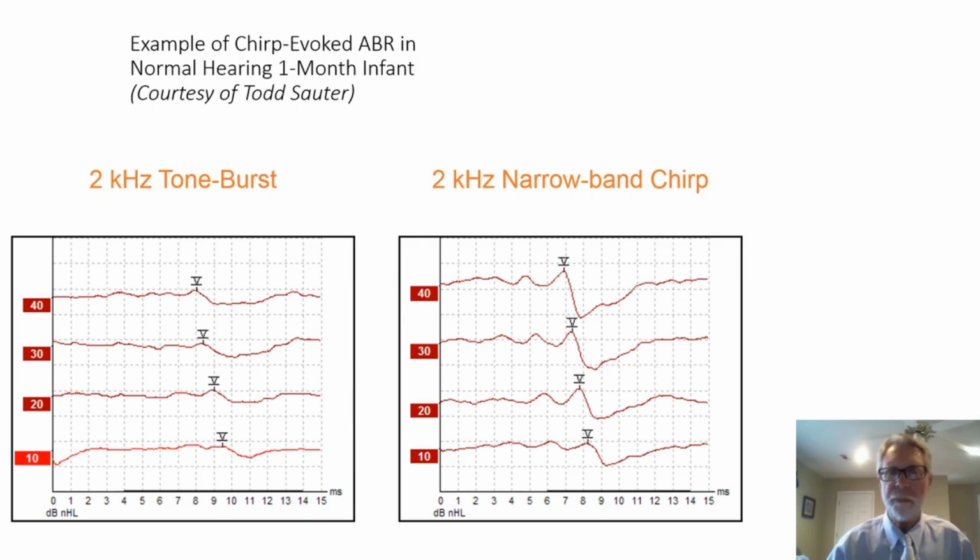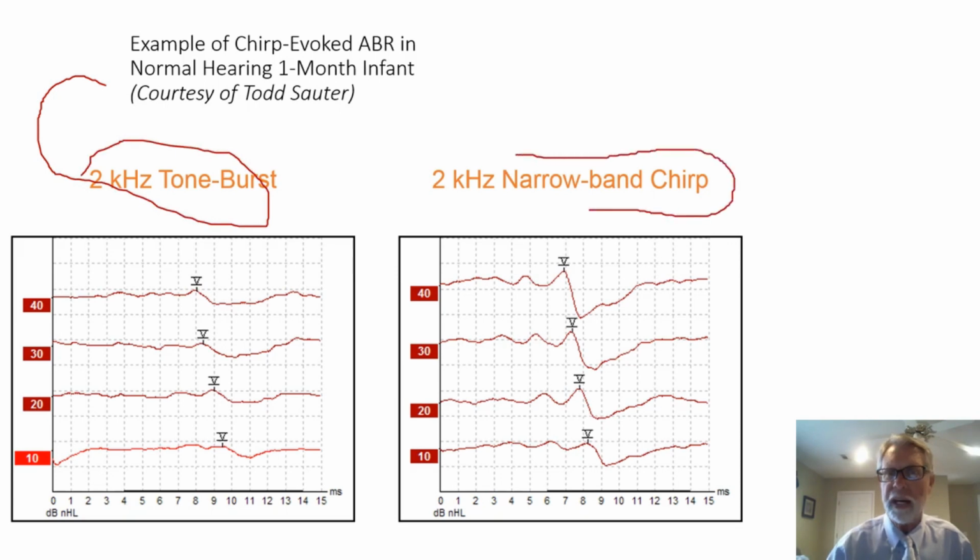Anyway, typically, what does a chirp do for you? Well, look at this. Here's a tone burst at 2K over on this side, and you can see its amplitude. And here we used a 2K narrow band chirp. It's narrow enough to be frequency specific, certainly as frequency specific as a tone burst is. But you notice that it has usually twice and sometimes more the amplitude.